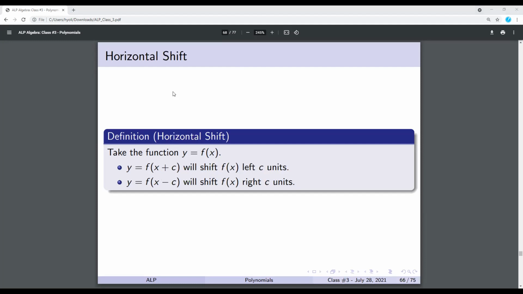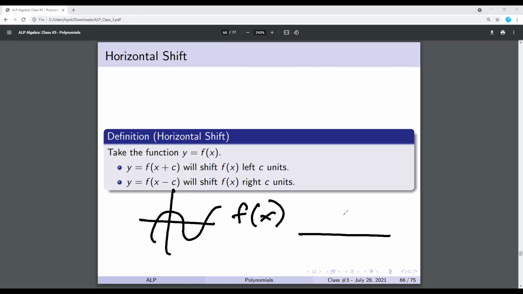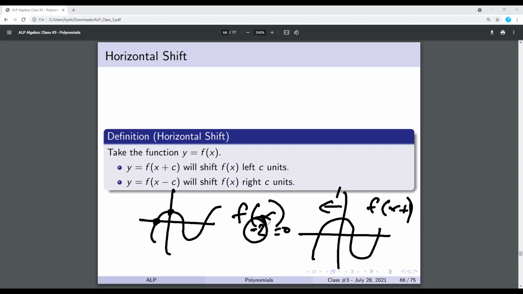Now for horizontal shift, basically y equals f of x plus c will shift f of x left c units. Now this is kind of hard to see. So if this is function f of x, then function f of x plus, let's just say 1, is basically just moved over by 1. This is because, let's just say f of negative 2 equals 0. In order to plug in negative 2, we need to plug in negative 3 here. So negative 3 would be at 0. So everything is moved over by 1.